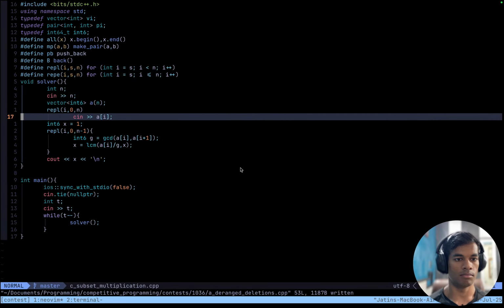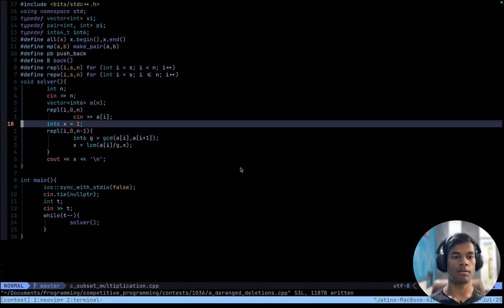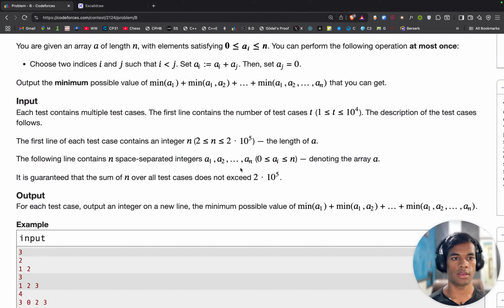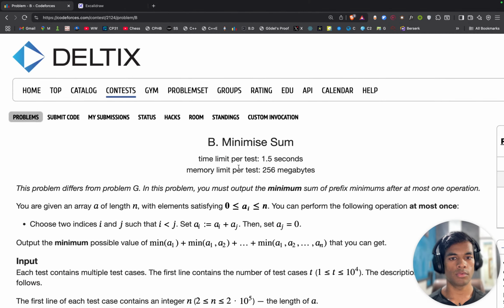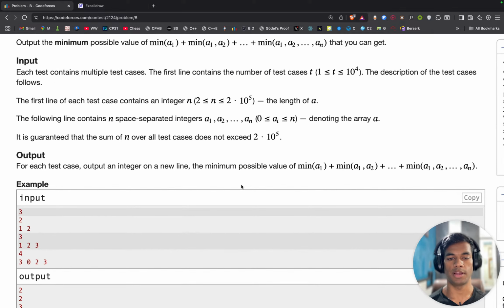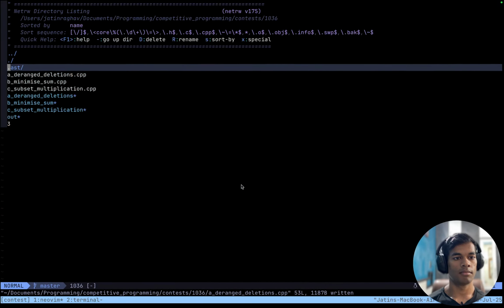This and make the array, then x equals 1. I think x is the answer. What the heck? I'm on the wrong one. Ah, this is B. My bad, my bad. B.